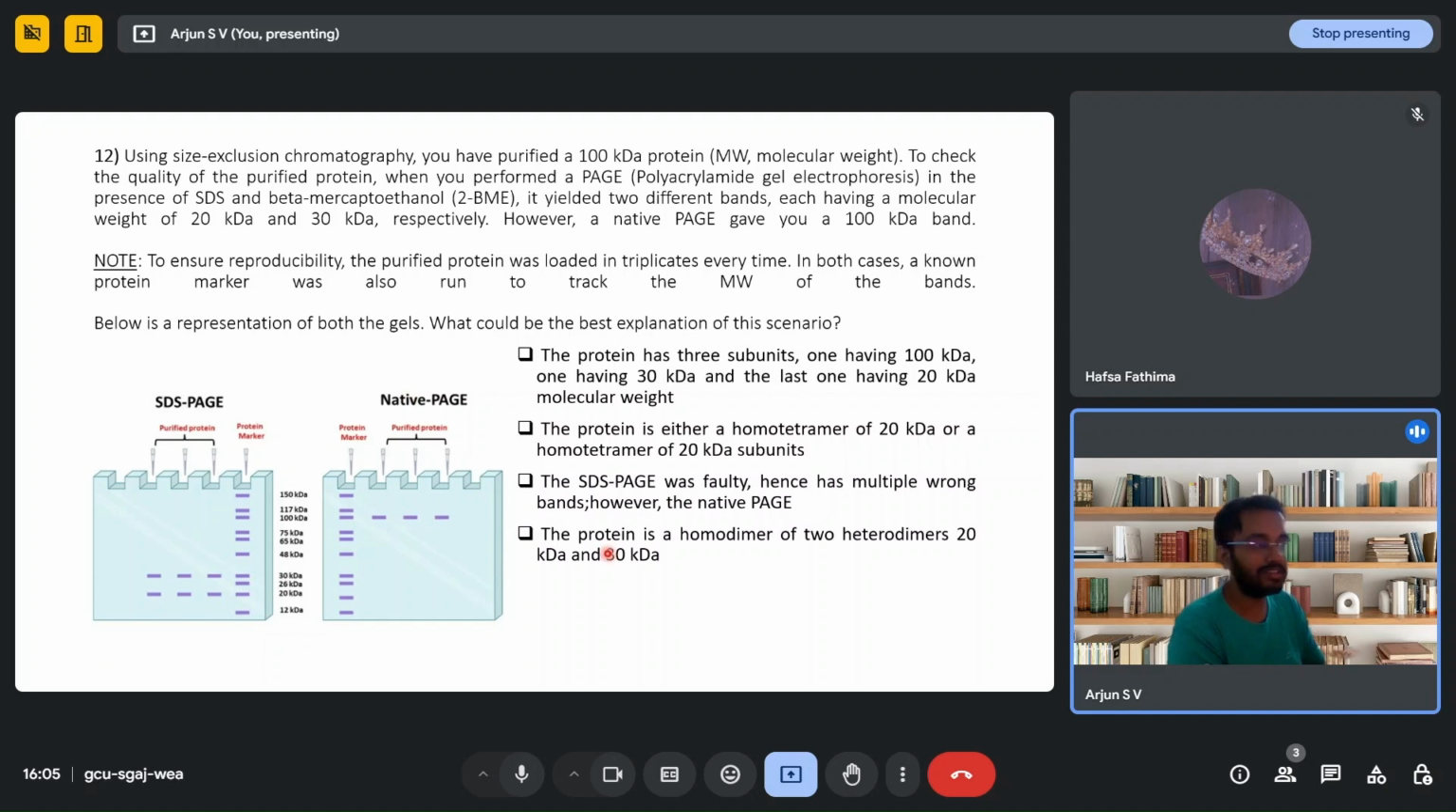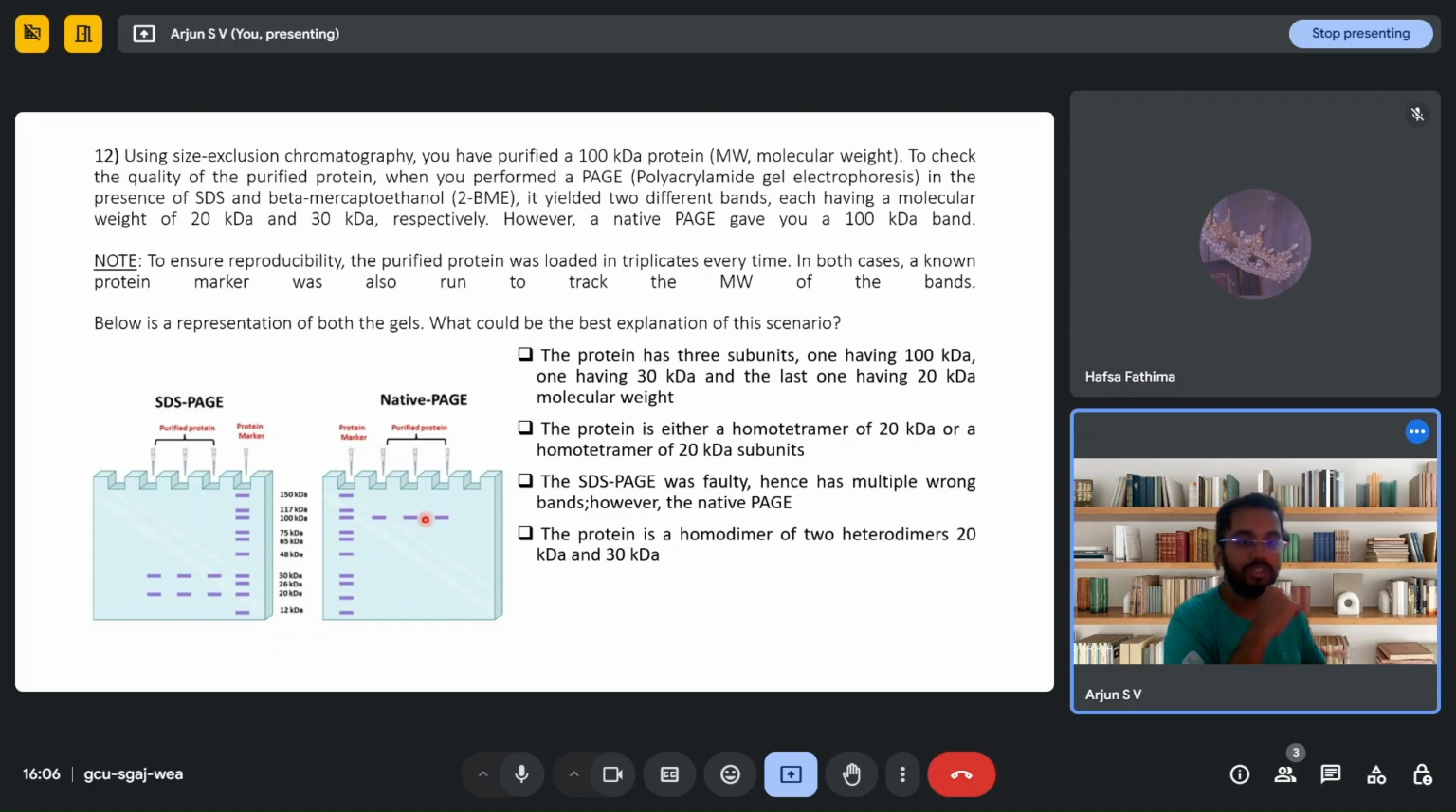The last option is the protein is a homodimer of two heterodimers, 20 kilodalton and 30 kilodalton. So here they are saying that the protein is a homodimer, and each part of the dimer is a heterodimer of 20 kilodalton and 30 kilodalton. If we do that, the total mass will be 20 plus 30 plus 20 plus 30, which gives you 100 kilodalton. So if you run the native page, it will be 100.